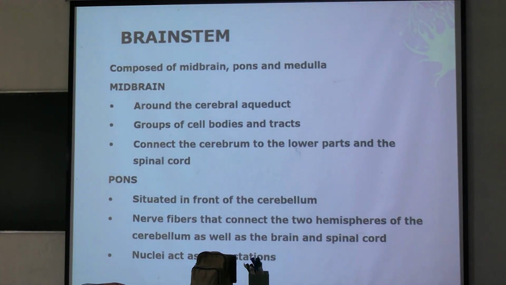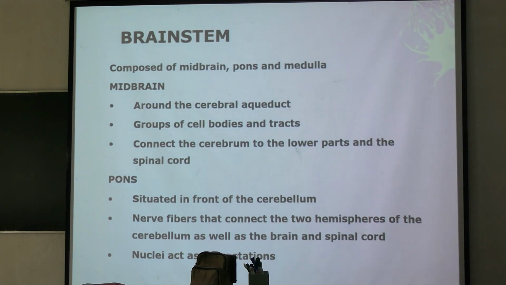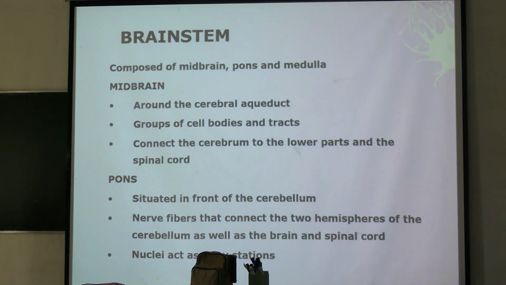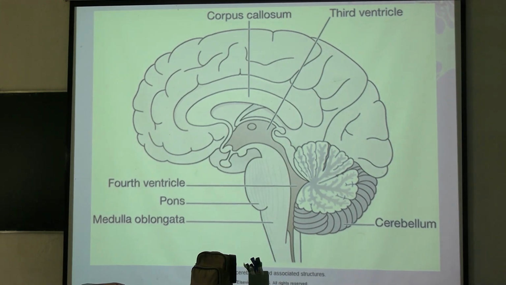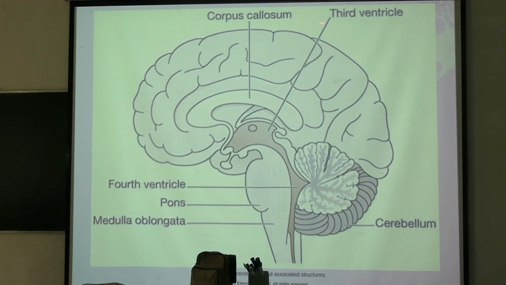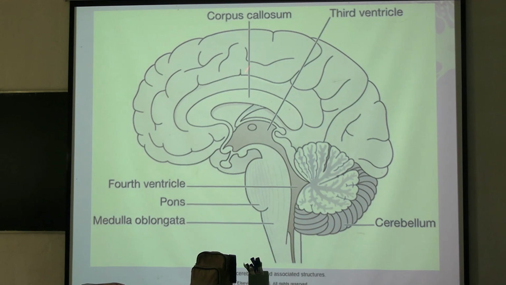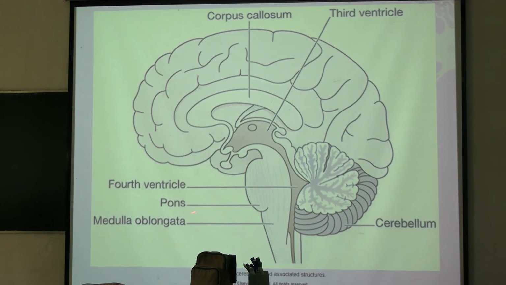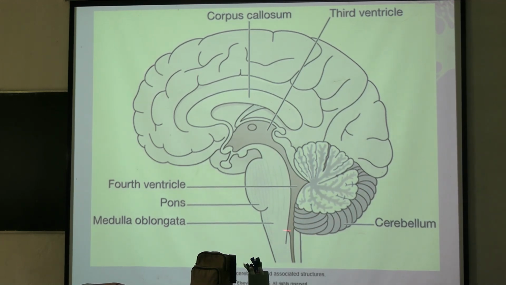Pons, medulla and cerebellum, where is the fourth ventricle, where is the third ventricle. You just draw a sketch in a very simplified way. And now see, this is the corpus callosum, third ventricle. This is the corpus callosum. The fourth ventricle is here. Pons is here. Medulla oblongata. This part is known as medulla oblongata. Now, cerebellum.